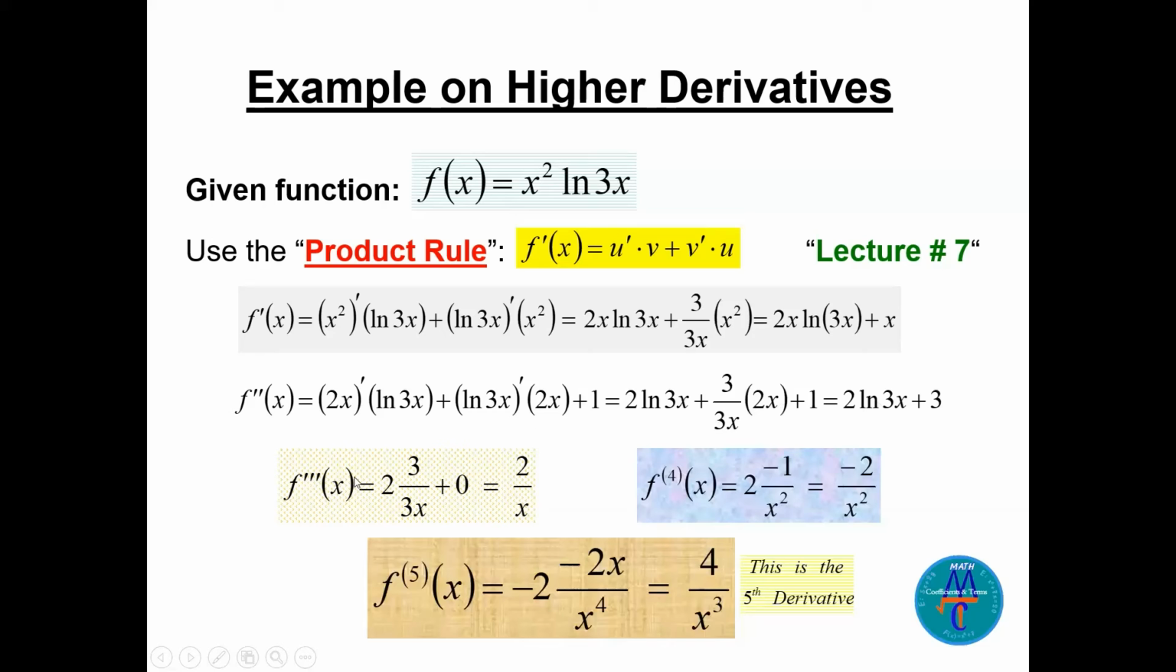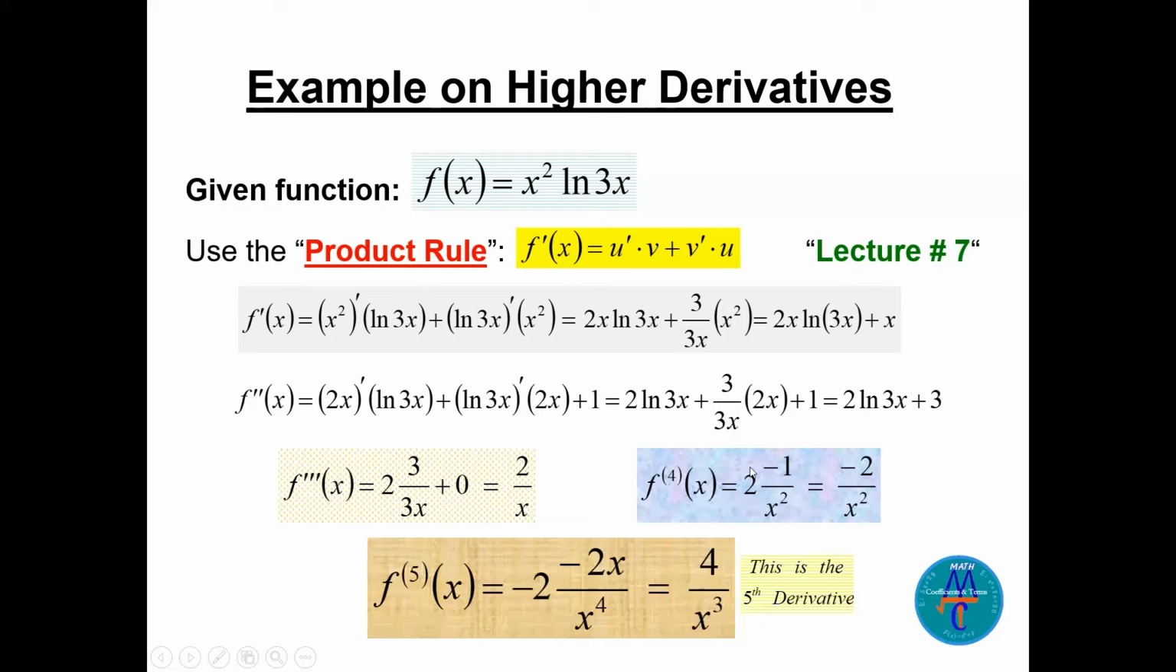Now let's find the third derivative. There is no product rule here in the third derivative. It will be 2 constant times 3 over 3x plus 0, which is the derivative of the 3. So this third derivative becomes 2 over x. Let's find the fourth derivative.